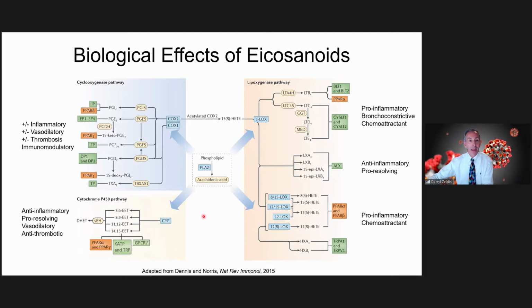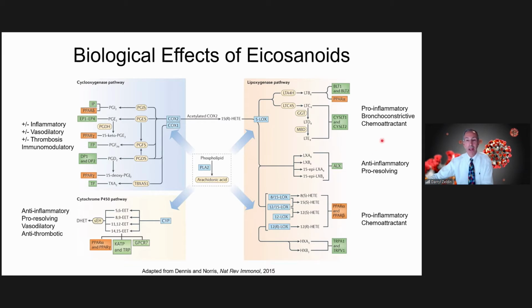For example, COX-derived prostaglandins can be either pro-inflammatory or anti-inflammatory, either vasodilatory or vasoconstrictive, and either pro- or anti-thrombotic, depending on the specific prostaglandin. In addition, they can regulate differentiation and function of many different immune cell types, including T cells and macrophages, which are important in COVID pathogenesis. The P450-derived EETs have potent anti-inflammatory effects. They also have important pro-resolving effects, are vasodilatory, and have anti-thrombotic effects.